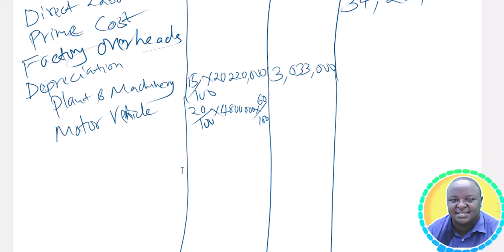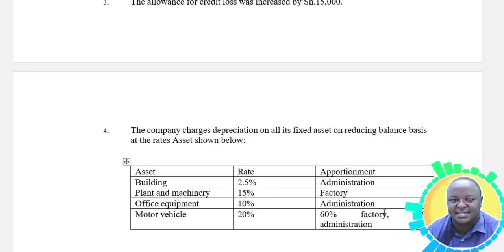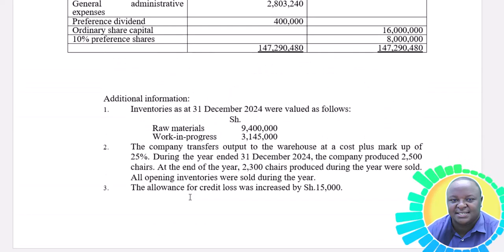So if we do that, we will get the cost will be 576. The depreciation cost will be 576,000 on that. Now then, I think in terms of factory, those are the two assets that are depreciating.